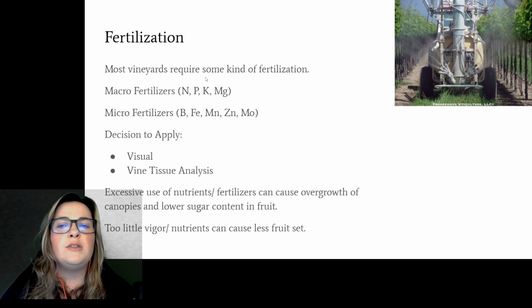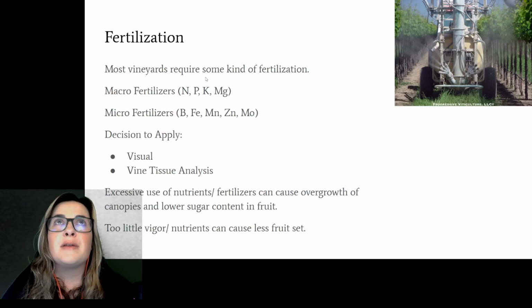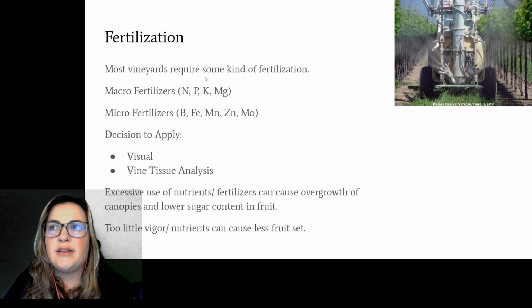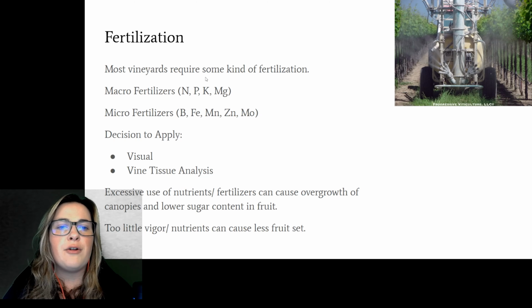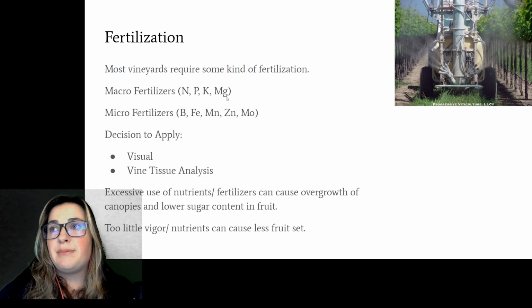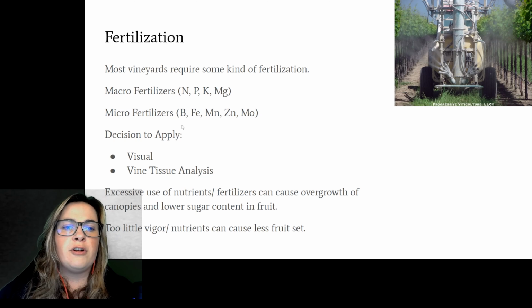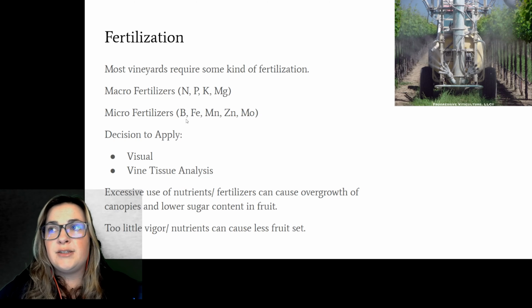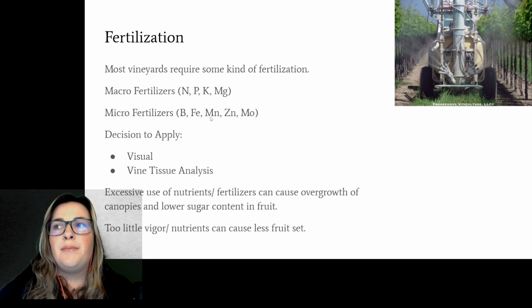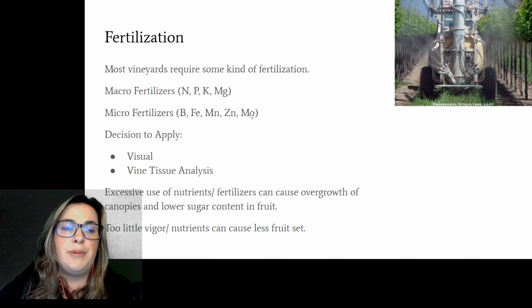Okay, fertilization. So most vineyards will require some kind of fertilization, right? And there's macro fertilizers and micro fertilizers. Most macro fertilizers include nitrogen, phosphorus, potassium, and magnesium. Micro fertilizers would be like micronutrients, right? So boron, iron, manganese, zinc, molybdenum.